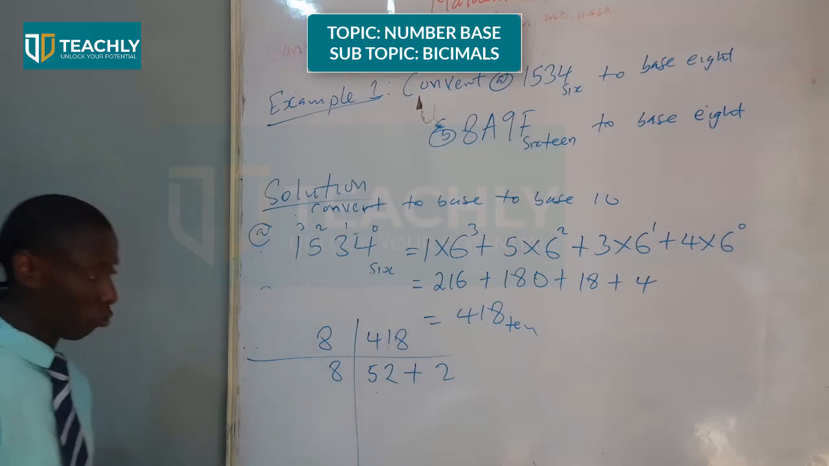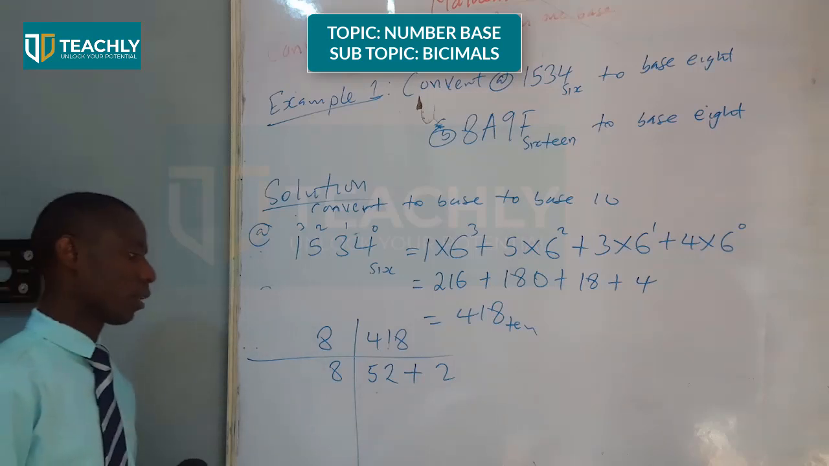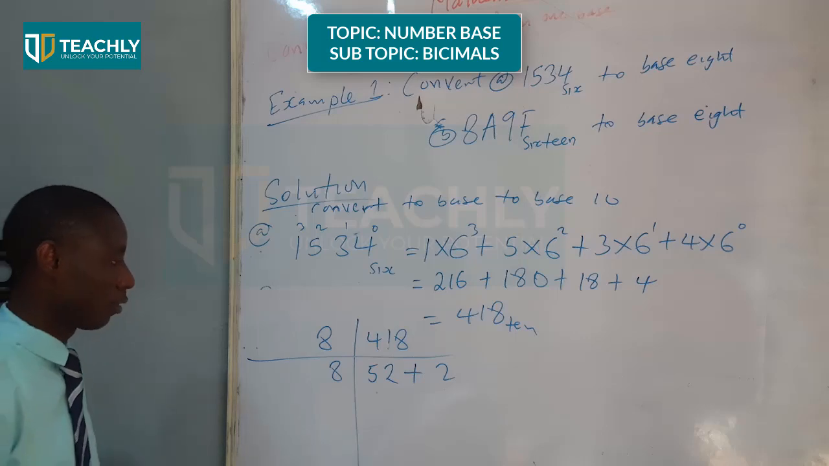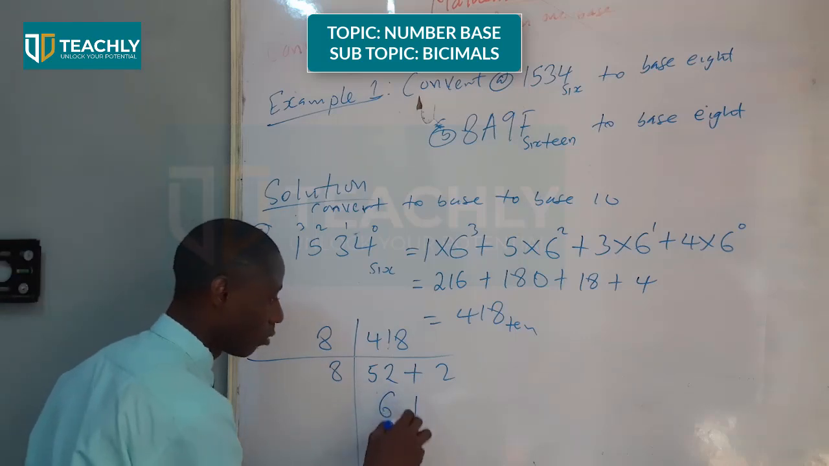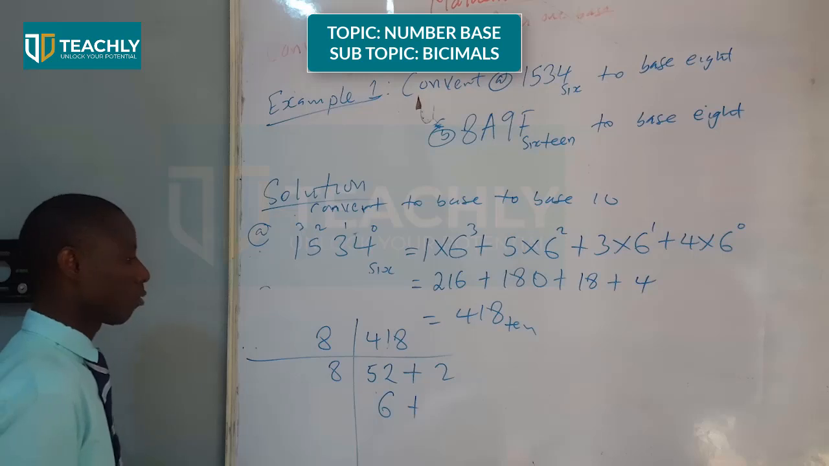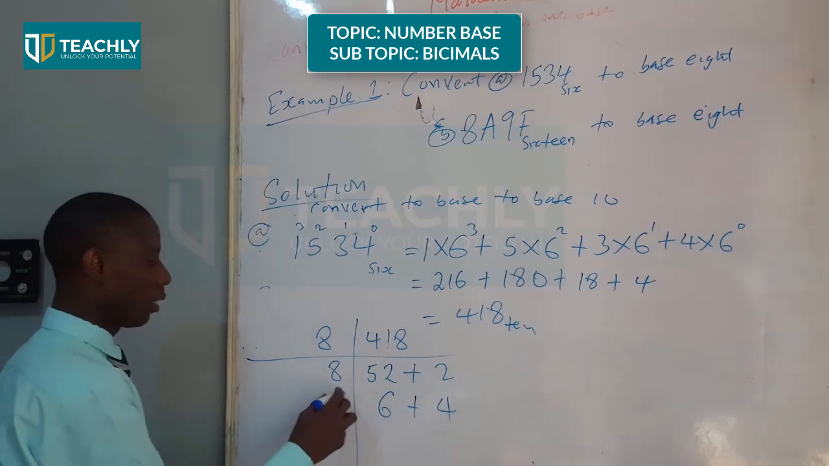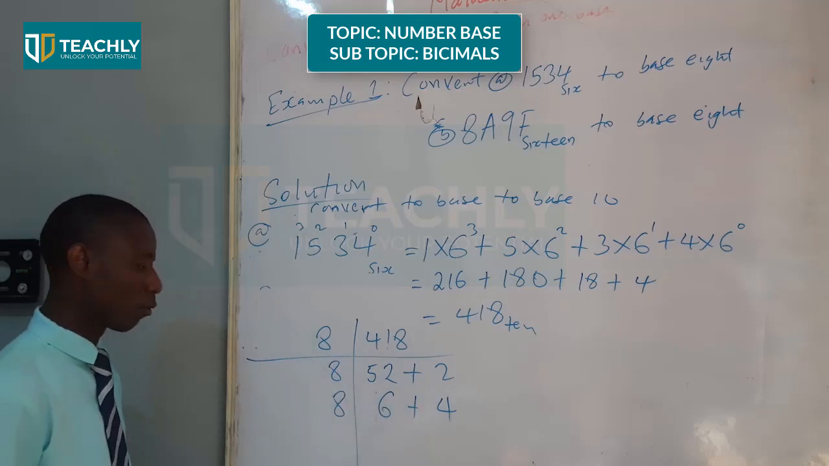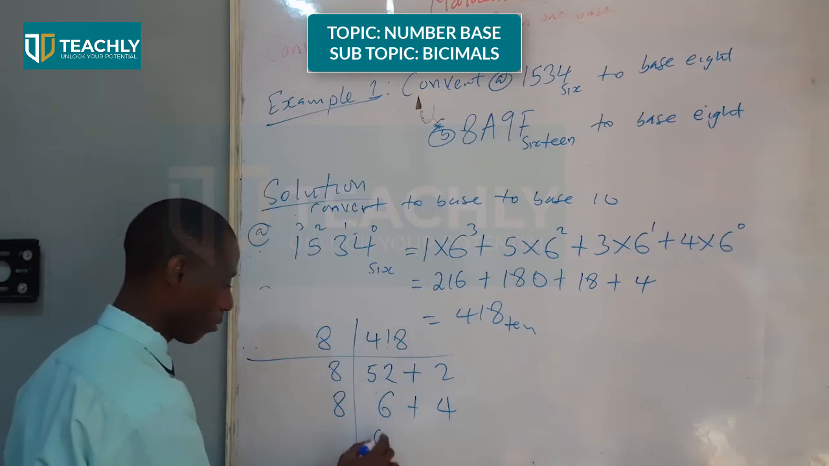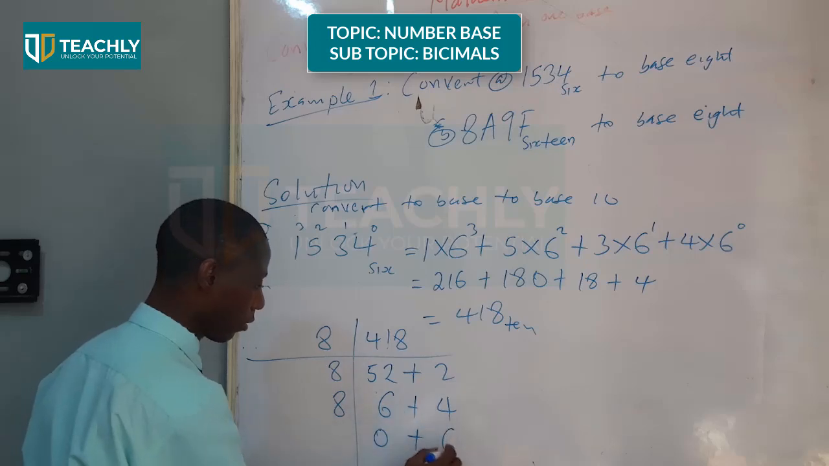So bring 2 here again: 52. 8 in 52, I think we should be able to get 6, because 8 times 6 is 48. You are going to get 6. Remove that 48 from 52, remainder 4. Then 8 in 6 is not even up to 6, so what do you write? You write 0, and the remainder is 6.